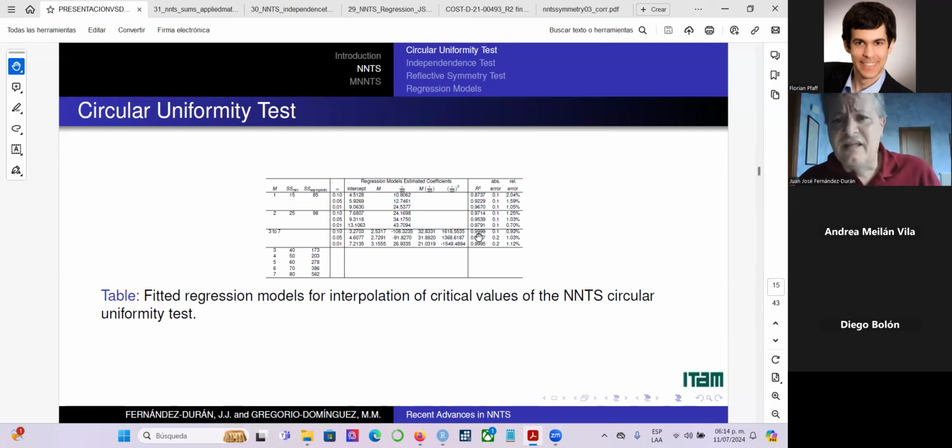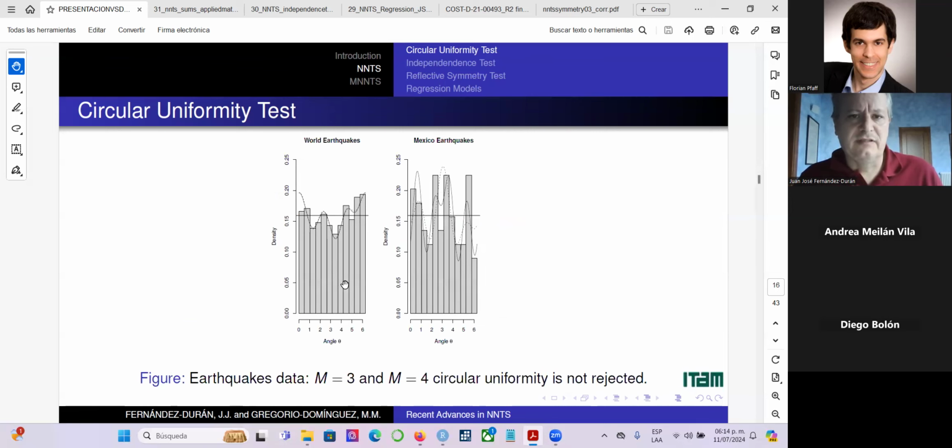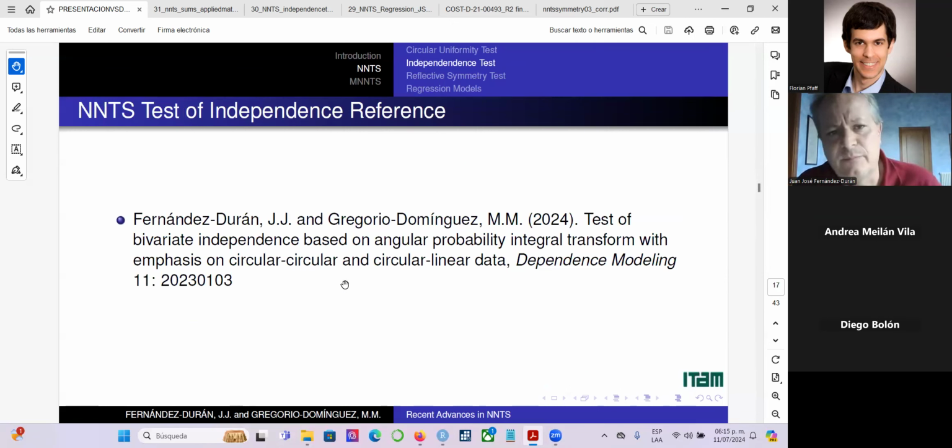You can see that the R squared is very high, making us sure that the interpolation is giving a good result, and the new test can be applied to any sample size. We applied this to a very famous data set on the time of occurrence of earthquakes, and we found that we don't reject the null hypothesis of circular uniformity for world earthquakes during the last century and also for Mexican earthquakes, even though the plot looks like there are clear areas of modes with concentration different from the uniform distribution. The second application is independence testing.